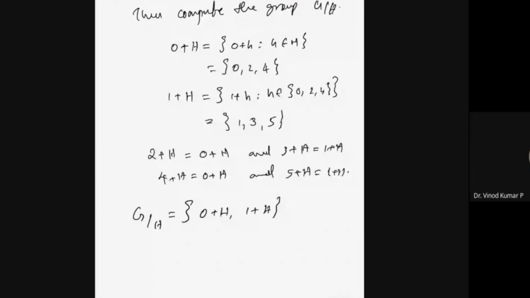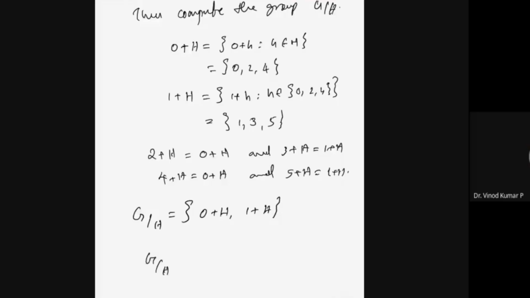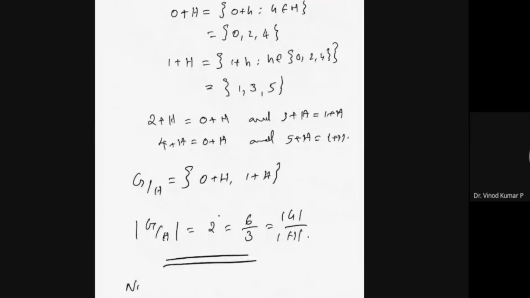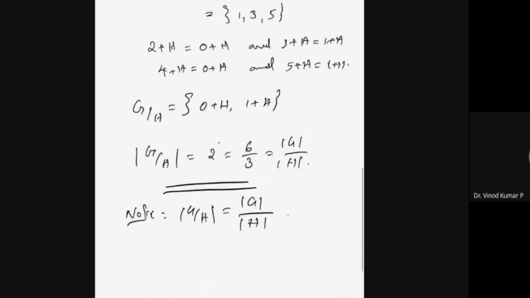One thing you can note here is that the cardinality of G/H is 2, and 2 is actually 6 by 3, that is, cardinality of G divided by cardinality of H. So that's also true in general, that cardinality of G/H is the same as cardinality of G divided by cardinality of H.